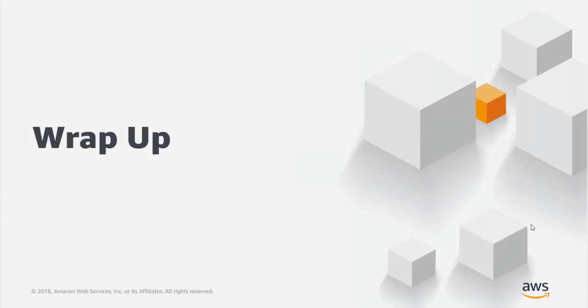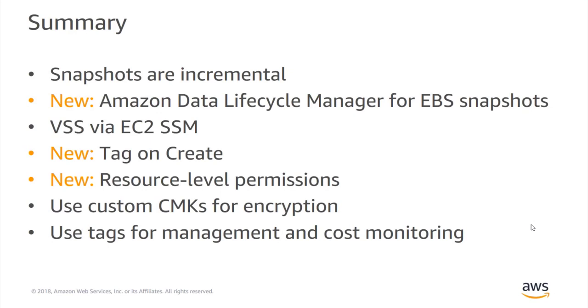So to wrap things up, we started out today with a quick EBS overview, and then introduced snapshots and how they're incremental in nature, saving only the data that is changed between snapshots. We introduced Data Lifecycle Manager for EBS Snapshots and talked about how it can help you automate both creating snapshots and retaining snapshots for archival or compliance purposes. We talked about creating application consistent snapshots on Windows instances using the EC2 Service Manager and the run command, allowing you to take advantage of VSS capabilities on Windows.